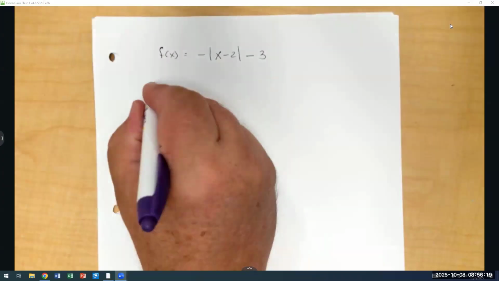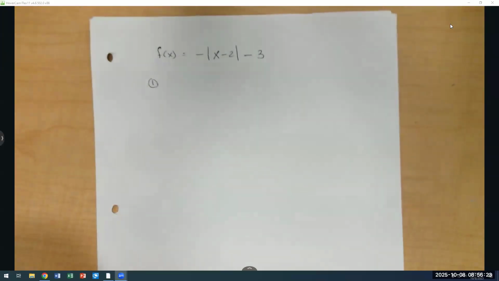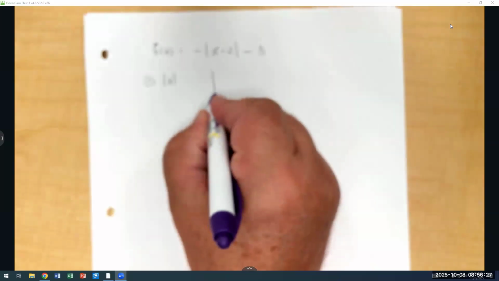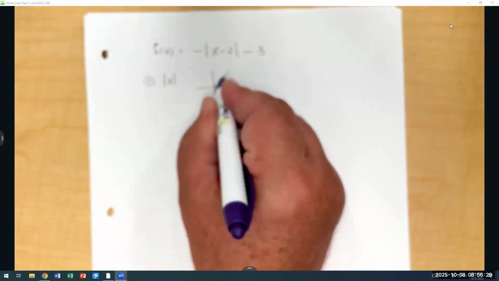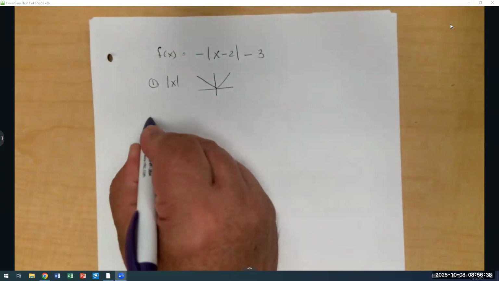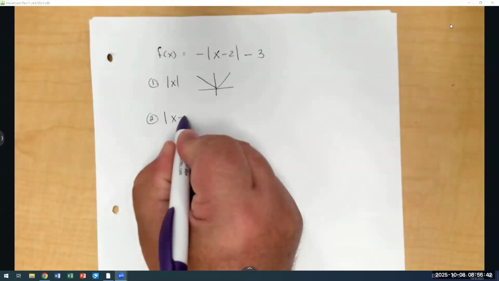First thing, what's the original graph of this function? Absolute value of x. It's a V. Very good. Check. Oh, I hate that camera. 2. Now we look inside the function. What does that tell me to do?